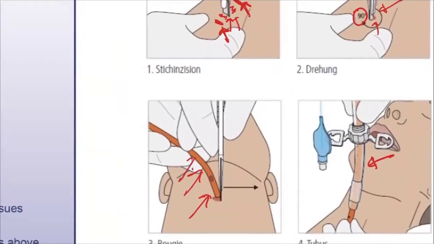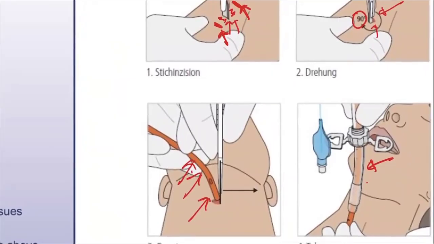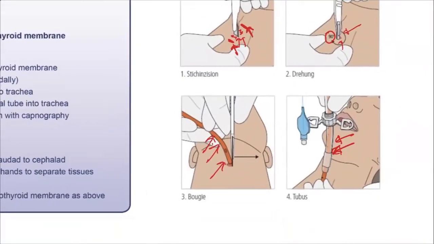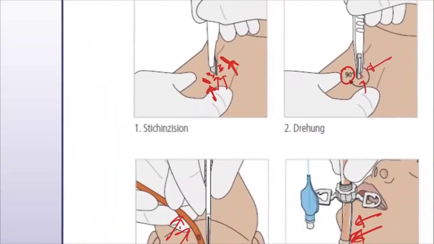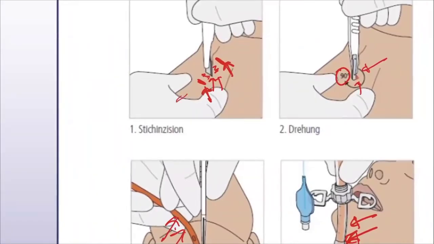Then you are passing the bougie. Over the bougie, you are railroading the endotracheal tube. What if your anatomy is not good? For example, if it's a pediatric age group or an obese patient, then just make a long vertical incision around 8 to 10 centimeters over the neck.